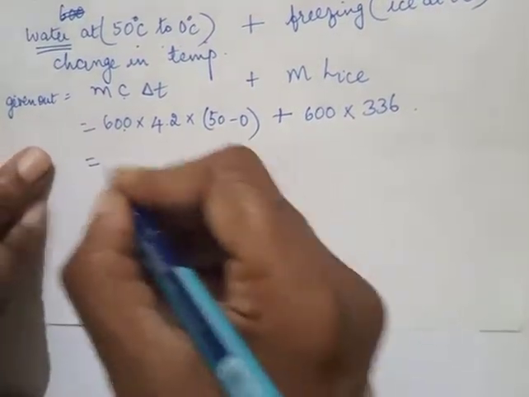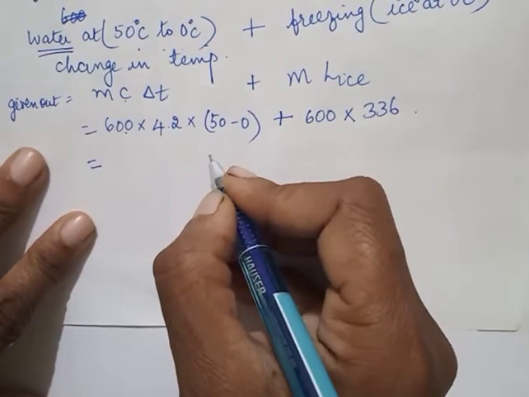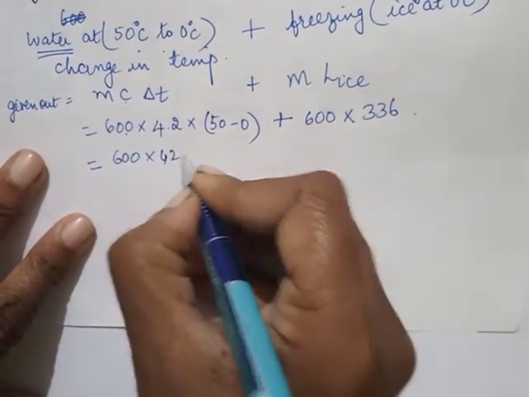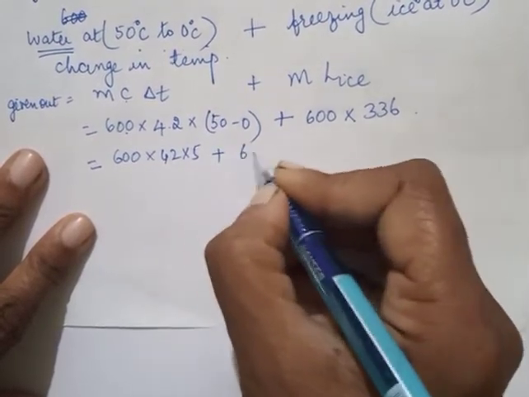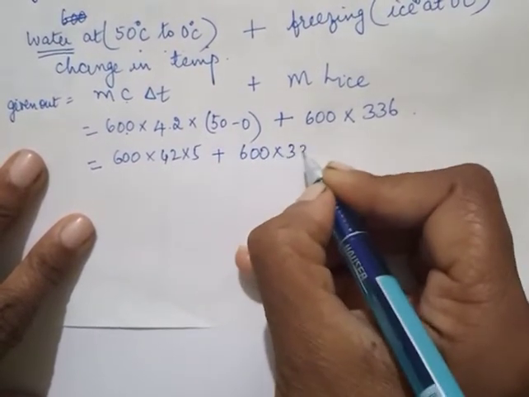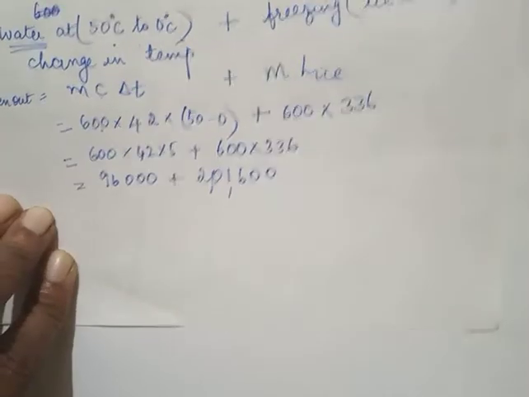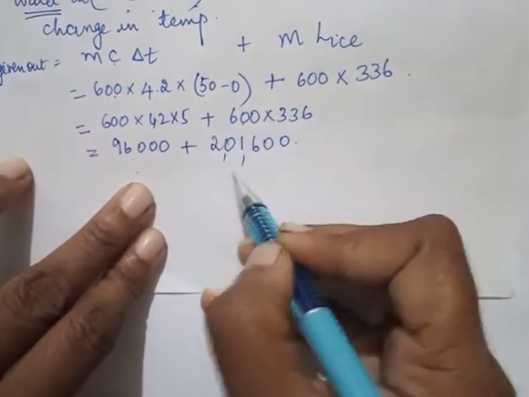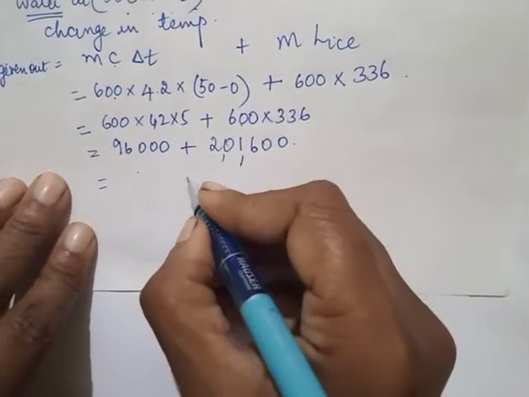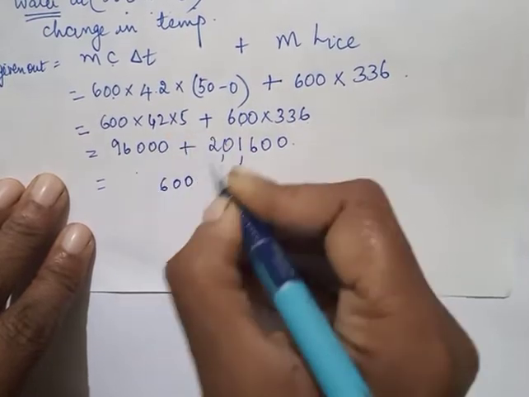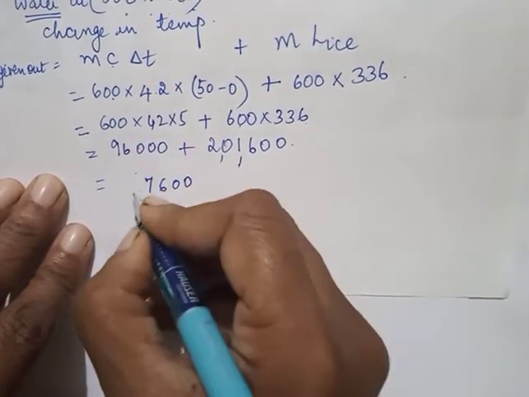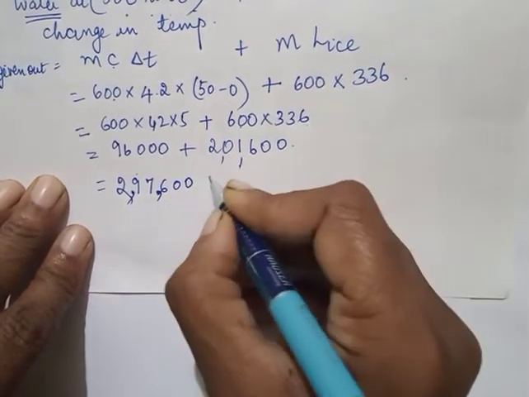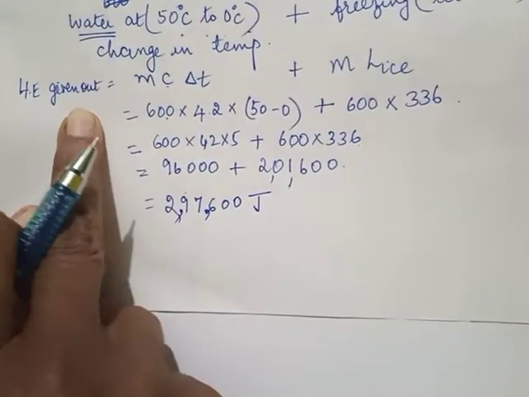gram. So if I solve this, I will be getting 600 into 42 into 5 plus 600 into 336. So 600 into 42 into 5 will be 96,000. 600 into 336 will be this one. So if I add both, 0, 0, 6, 6 plus 1, 7, 9 and 2. So 2,97,600 joules of heat energy will be given out.